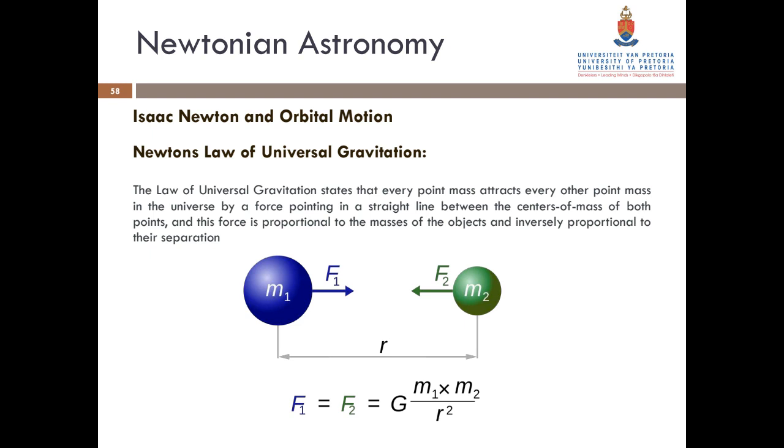That is, for example, why we have tides on Earth, which we will talk about in more detail in a later chapter. We have tides because of the moon's gravitation pulling on Earth. So that means the moon's gravitation is pulling the water in our oceans towards it. And that is why we have tides.